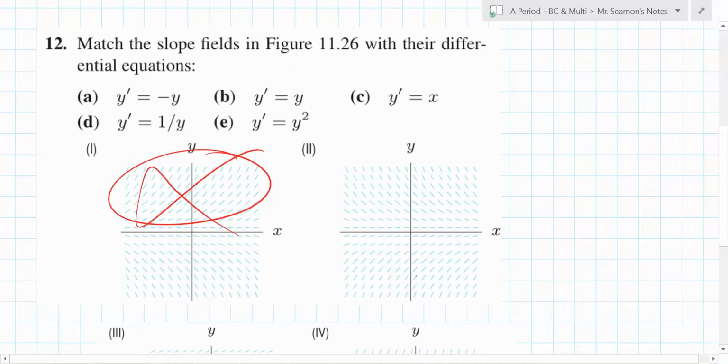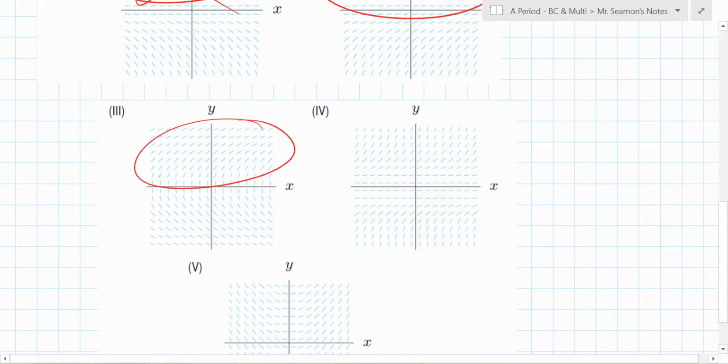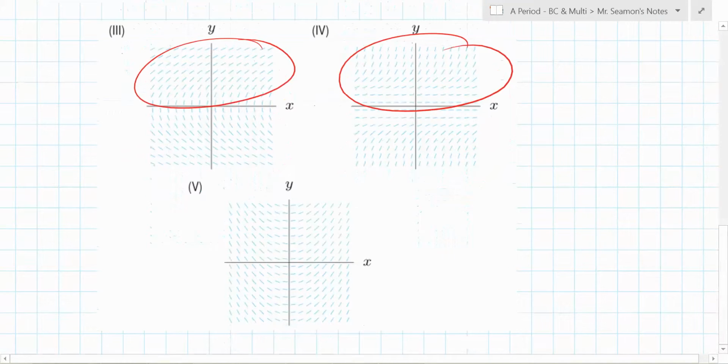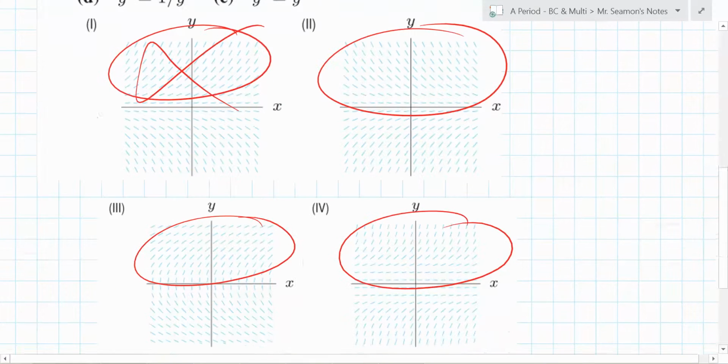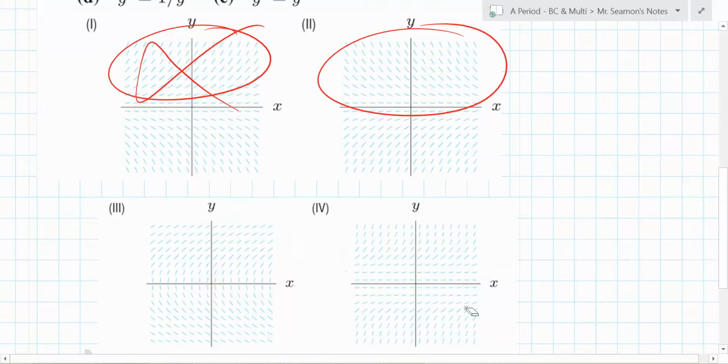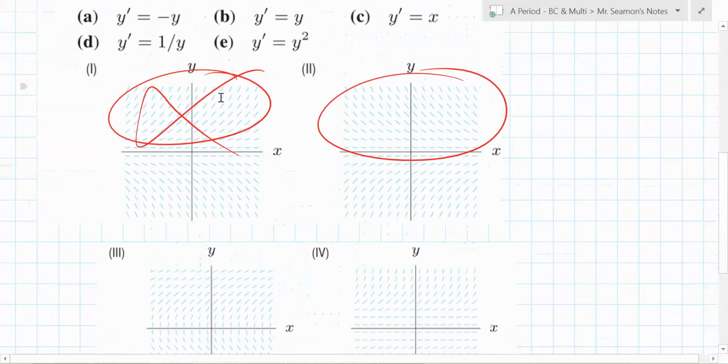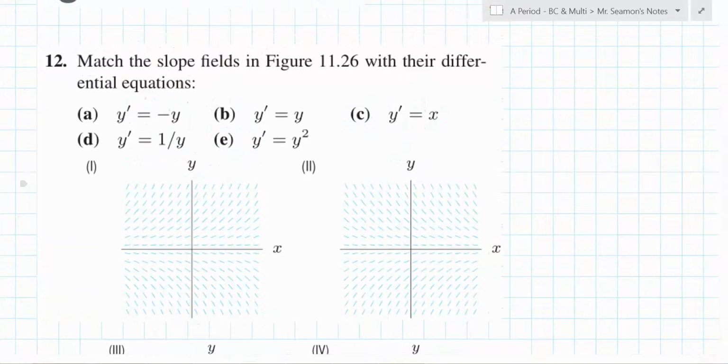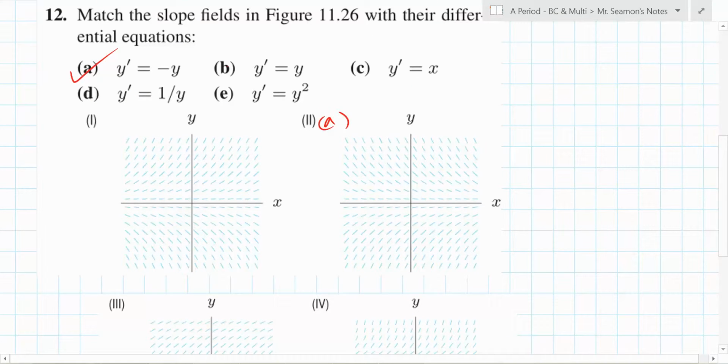Oh, some are positive, so not that one. These are all negative. What about this one? Positive, positive, and some positive. Oh, so did we just find it? Yeah, so which one is it? It's 2. So we know that this one is going to be A. Nice.